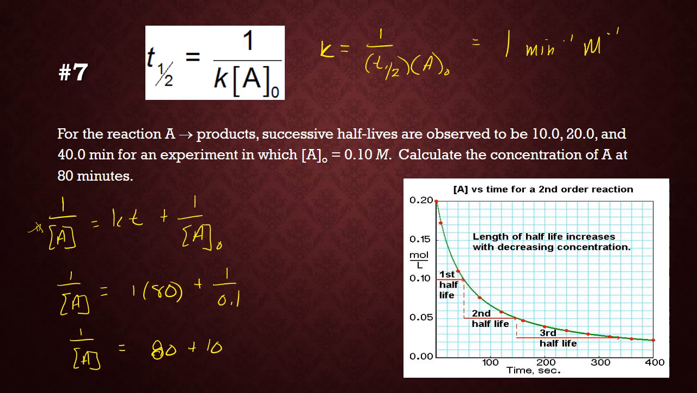So then we have, bringing this up here, 1 over the concentration of A equals 90. So the concentration of A at time 80 minutes then is going to be equal to 0.011. That's it.